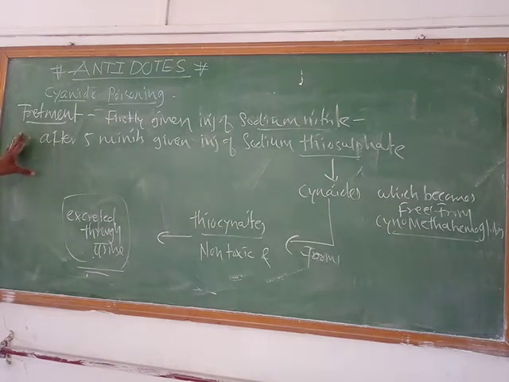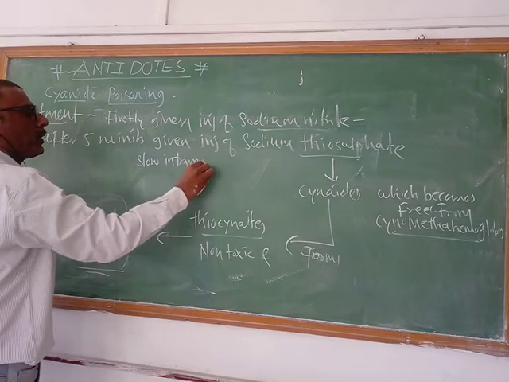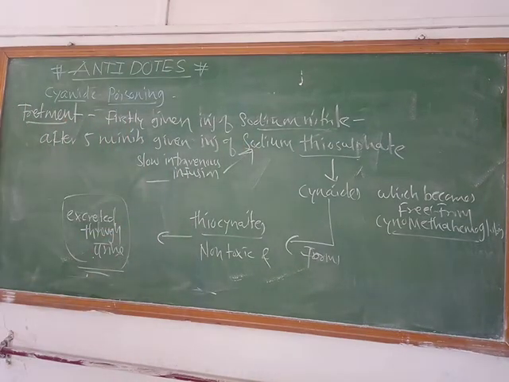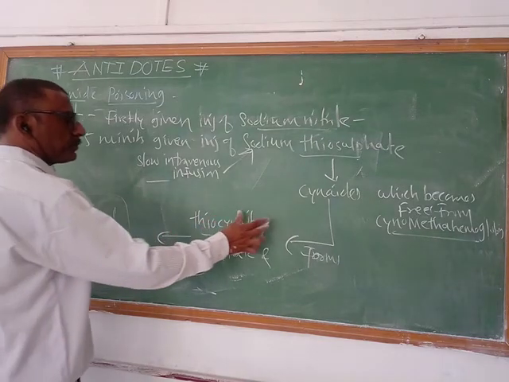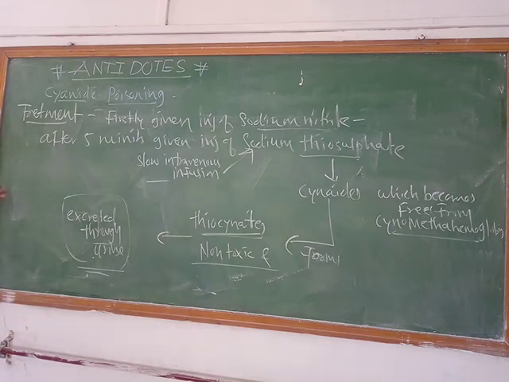So by that way we give treatment in cyanide poison. Firstly we give sodium nitrite injection, and after 5 minutes we give slow infusion of sodium thiosulfate. So that sodium thiosulfate reacts with cyanides, which become free from cyanomethemoglobin, and forms non-toxic thiocyanates, and those non-toxic thiocyanates are excreted to urine. And by that way, cyanide poisoning is successfully treated. Okay?